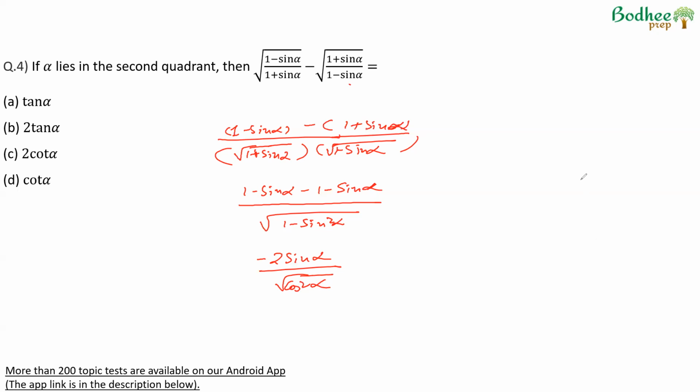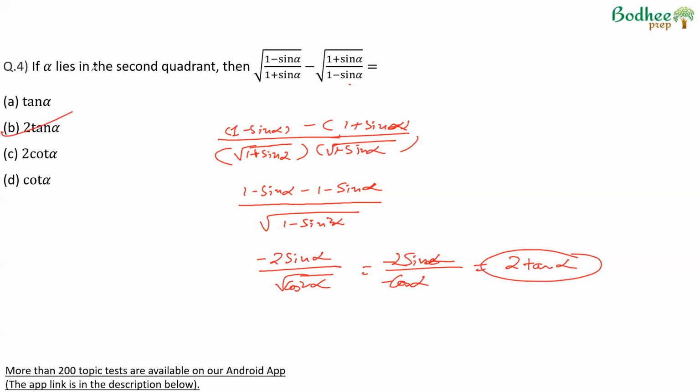Now, when we take the root, cos alpha will be a negative value in the second quadrant. So from here we'll get minus 2 sine alpha upon cos alpha. But cos alpha will be a negative value, and therefore net answer will be 2 sine alpha upon cos alpha, which will be tan alpha. And that becomes my answer, option B.